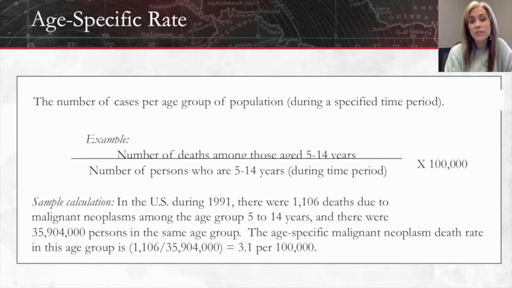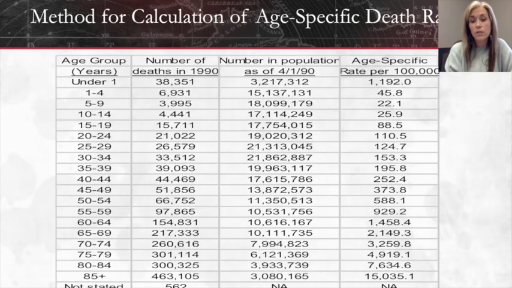So looking at an age-specific rate, this is just the number of cases of whatever you may be looking at, it may be morbidity, it may be mortality, per age group of the population during a specified time period. So for example, the number of deaths among those aged 5 to 14 years, and the population denominator would be the number of people who are in that age group. What that really tells you is how does death affect that age group, and you'll see age-specific rates used often. In order to calculate age-specific death rates, you just need to set up proportions.